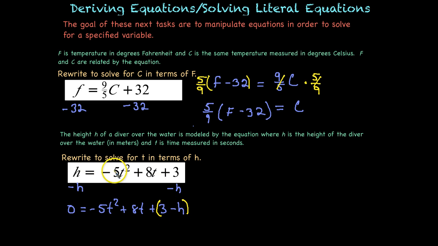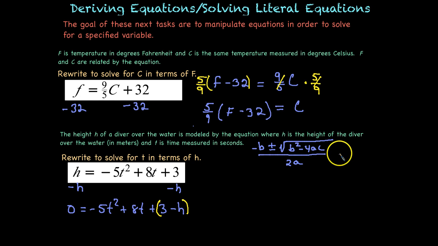Now what is this equation for? It says the height h of a diver over the water is modeled by the equation where h is the height of the diver and t is the time measured in seconds. So maybe in this case we want to know how long it would take the diver to reach a certain height, and we know the height. So we have a reason to rewrite it. So let's go ahead and solve for t.